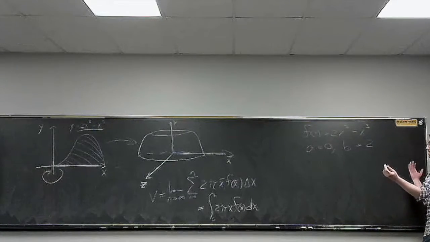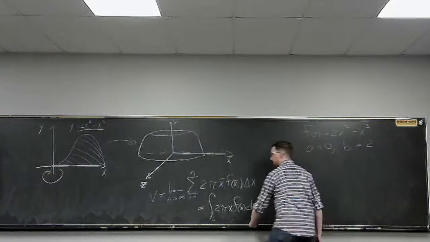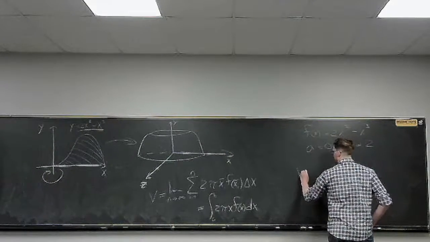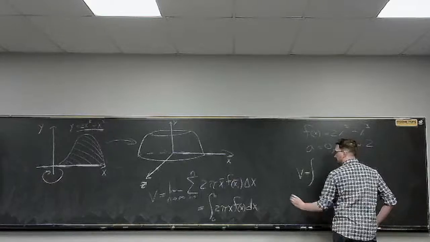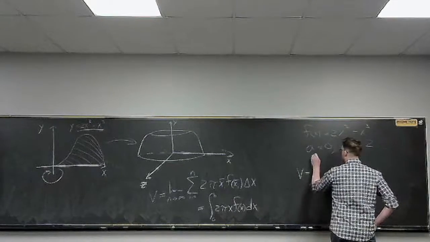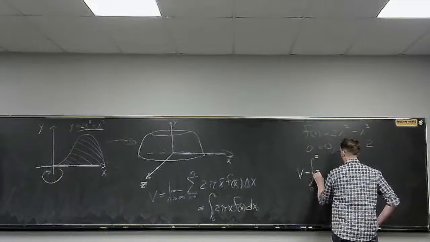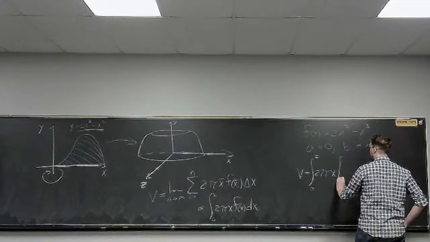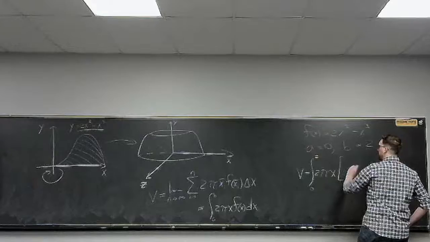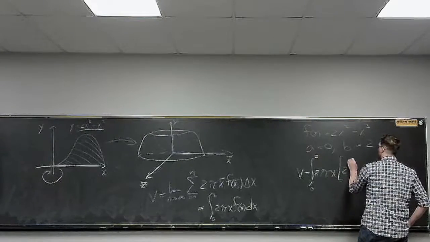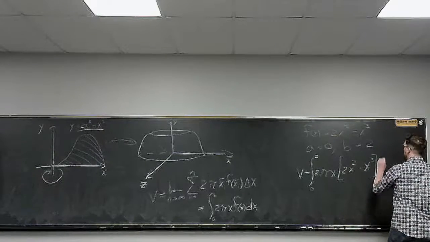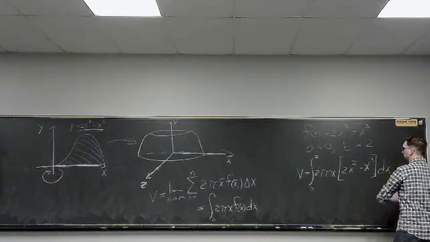Now we can just set up our integral and go. It's that easy. So the volume is equal to the definite integral from 0 to 2 of 2 pi times x times f of x, here 2x squared minus x cubed, and all this is integrated with respect to x.